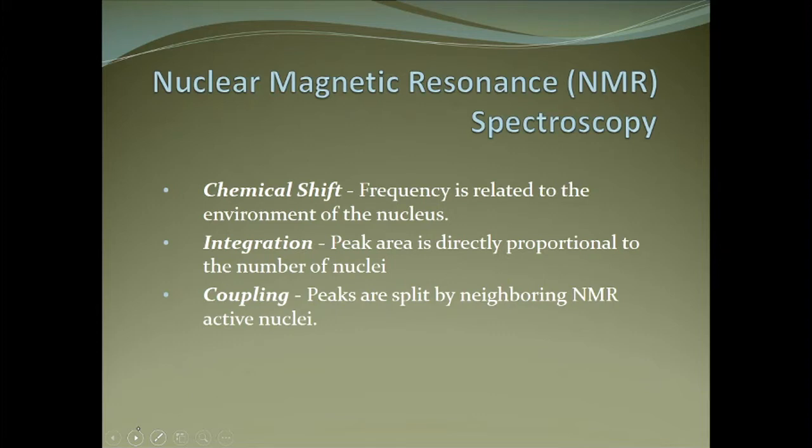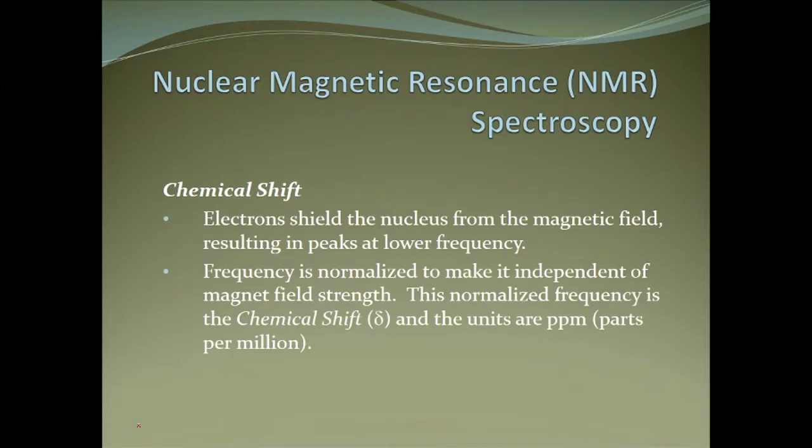We also look at integration. The peak area is directly proportional to the number of nuclei, so we can determine whether this is one hydrogen or two, so it gives us numbers. And then the coupling, often called splitting: peaks are split by neighboring hydrogens or neighboring NMR active nuclei. Specifically, we're looking at hydrogens. And this gives us information about what pieces are put together so we can assemble a specific structure.